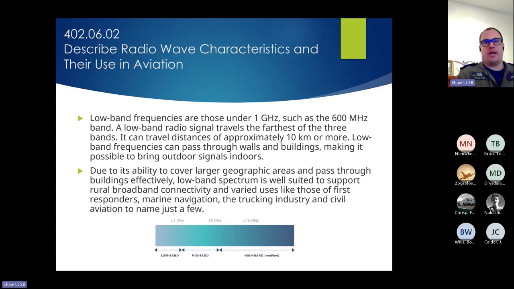So back in the day before cable, when your TV used to have bunny ears to get any sort of reception, those bunny ears could pick up the signal even though they're indoors. Due to its ability to cover larger geographic areas and pass through buildings effectively, low band spectrum is well suited to support rural broadband connectivity and varied uses like those of first responders, marine navigation, trucking industry, civil aviation, etc. The trucking industry, like they have their CB radios, that sort of thing.